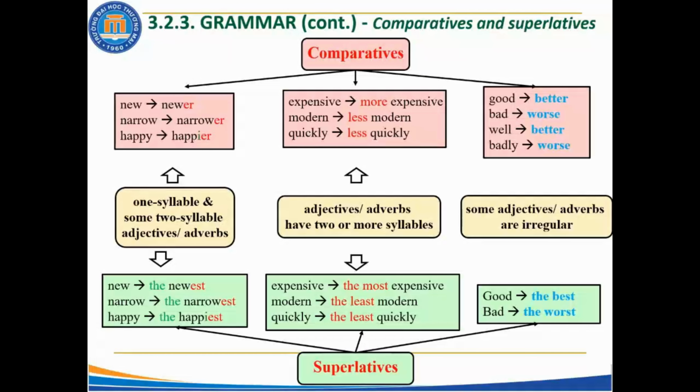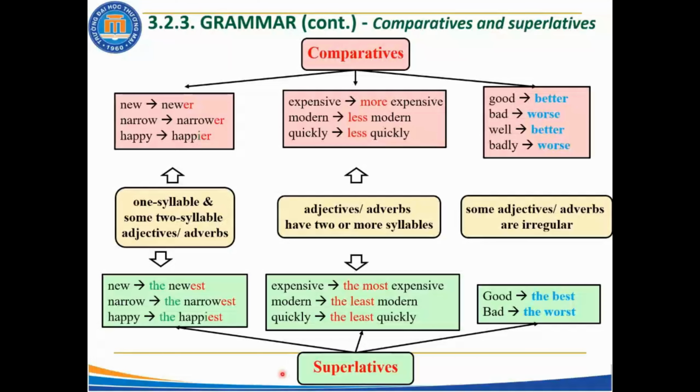We continue with section grammar. Trước khi chúng ta làm bài tập để luyện tập về so sánh, cô mời các bạn nhìn lên màn hình. Ở đây cô có tóm tắt một bảng về quy tắc biến đổi tính từ, trạng từ khi sử dụng so sánh hơn và so sánh nhất. Đồng thời, cô cũng sẽ giới thiệu tới các bạn một số trường hợp bất quy tắc.